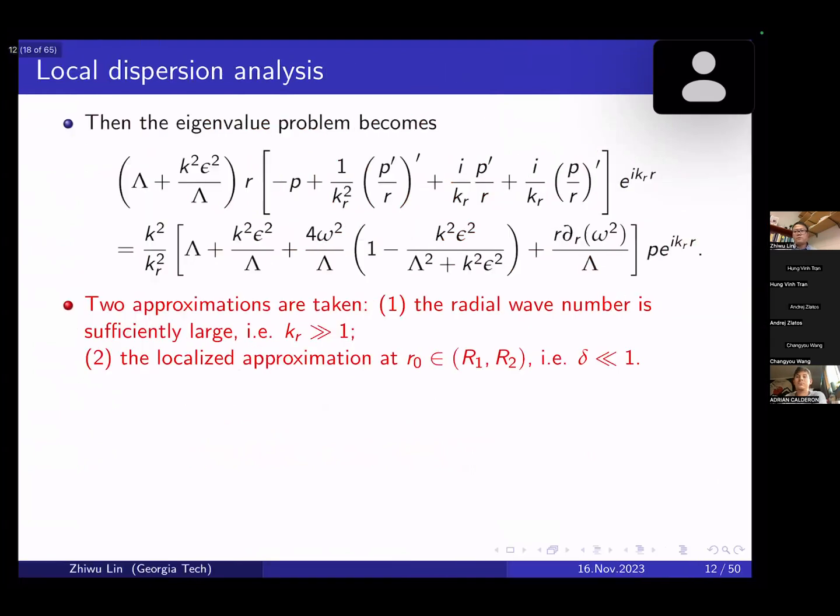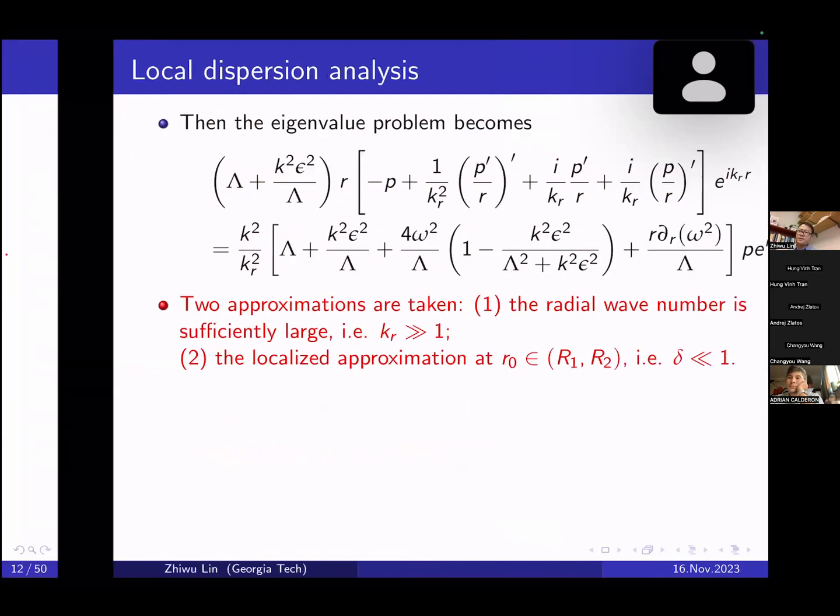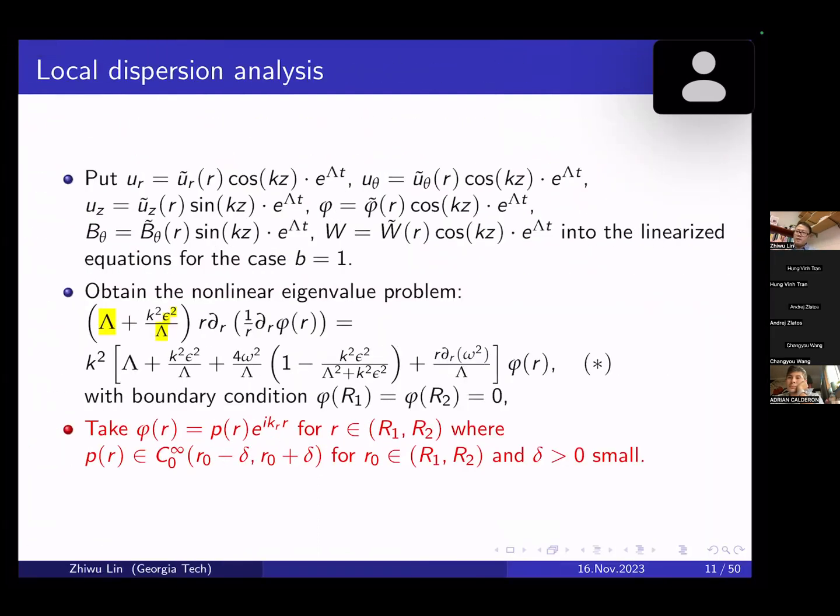Now you take two approximations. First, you assume the radial wave number K_r is sufficiently large, in other words, it's highly oscillatory. The other approximation is that your perturbation is highly localized at a point R0, in other words, the support is in a small interval around R0.